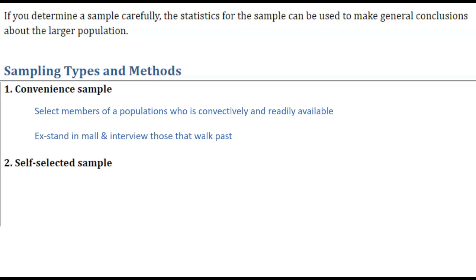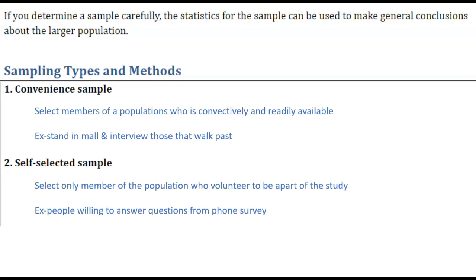A convenient sample is when we select members of a population who are conveniently and readily available. For example, if I stand in a mall and interview those who walk past, that's just whoever's convenient. Self-selected is when you select only members of the population who volunteer to be part of the study. Those are people that are willing to answer questions from a phone survey.